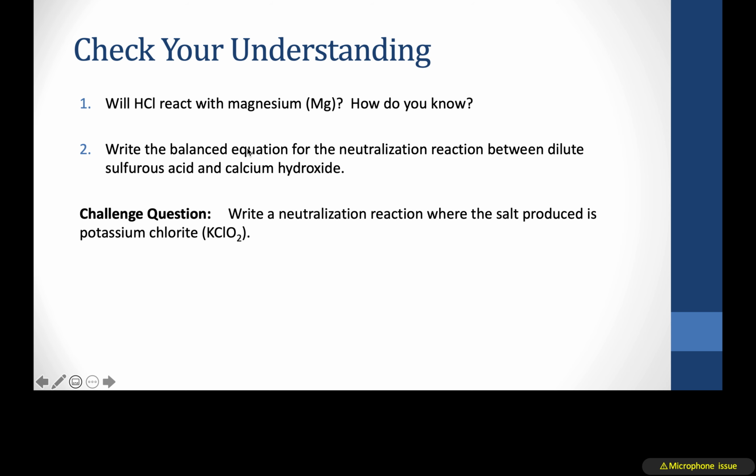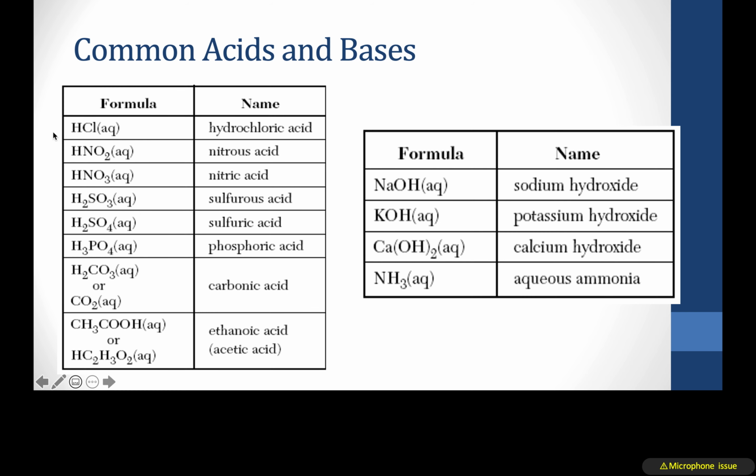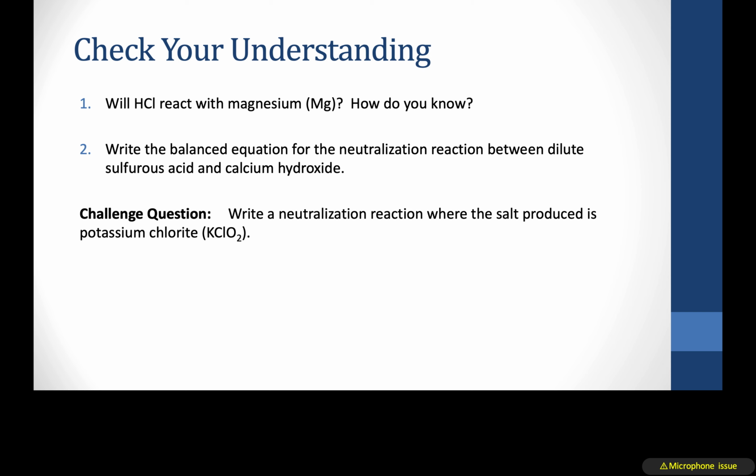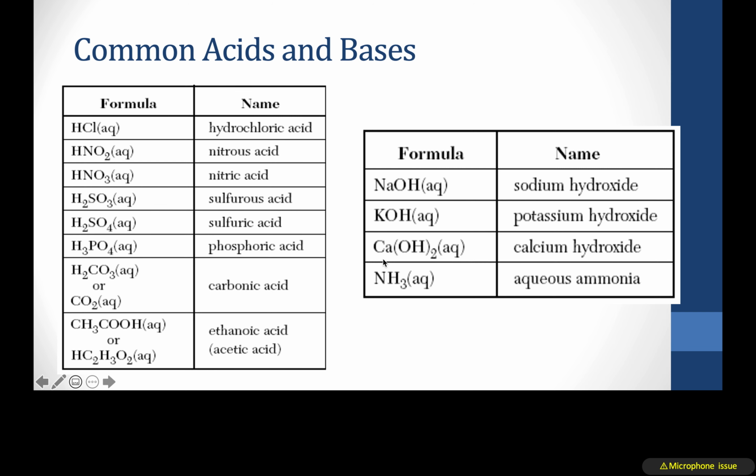Number two, write the balanced equation for the neutralization reaction between sulfurous acid and calcium hydroxide. All right, I'm going to look up what these are in the table. Sulfurous acid, there it is. It's H2SO3. And I forgot what the other one was. Calcium hydroxide, yeah, that's right over here, Ca(OH)2.